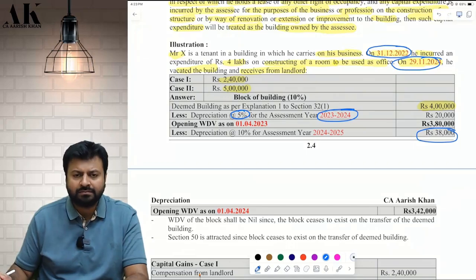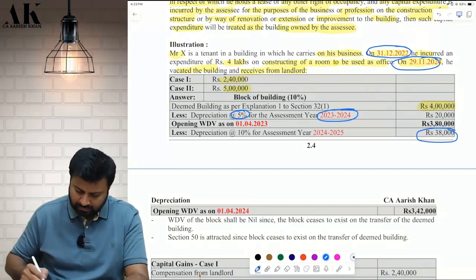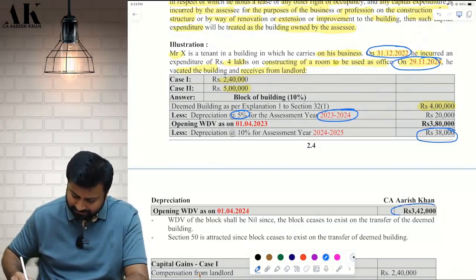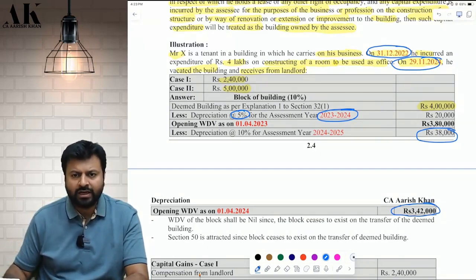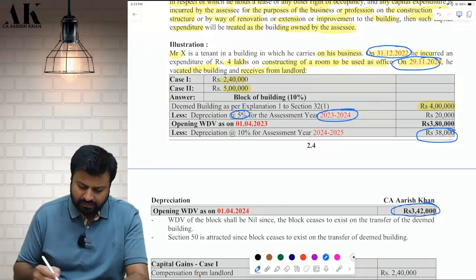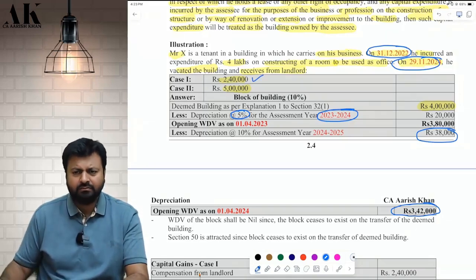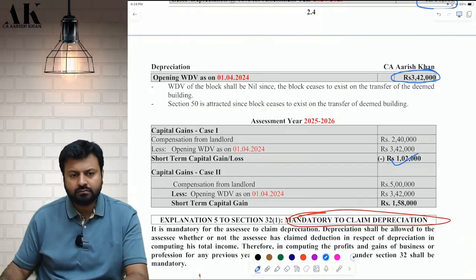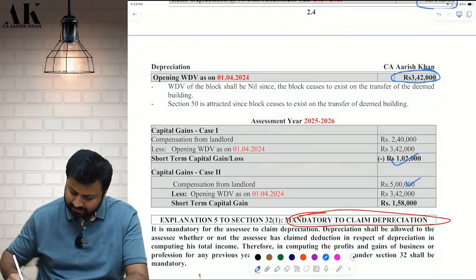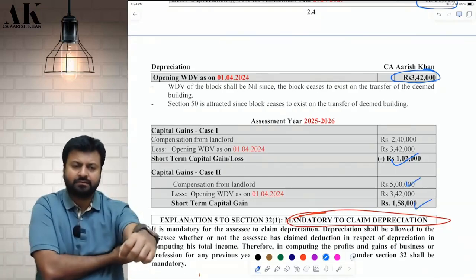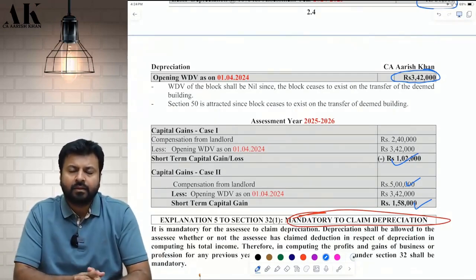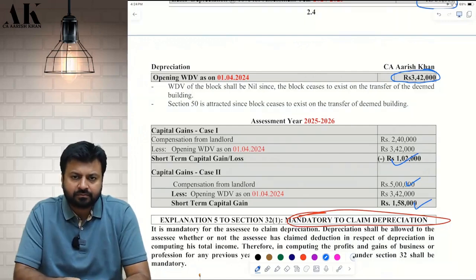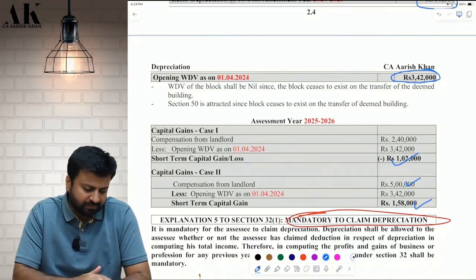Are you clear? So, when you are transferring at that time, WDV is 3,42,000. Are you clear? Now, if you transfer for 2,40,000, then there is a short-term capital loss. But if you transfer for 5 lakh, then there is a short-term capital gain. Check it, please. Is it clear? Please tell me.